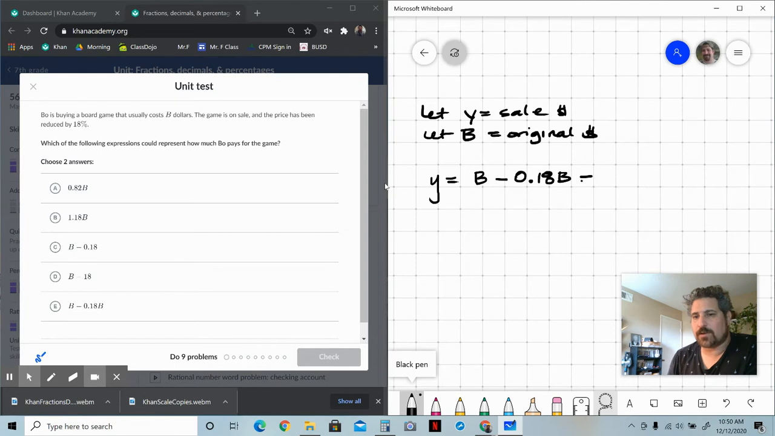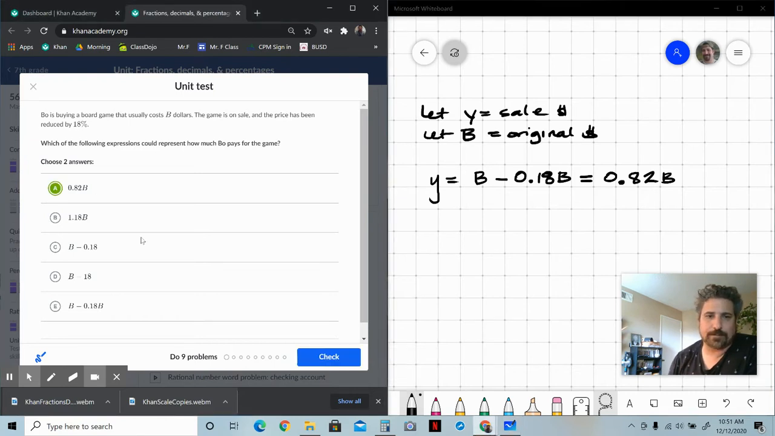So what portion of the original price are you still going to pay? Well, this is 100% of the original minus 18% of the original, which is equal to what? 82% of the original, right? So we know that that's the same as 0.82B. So we're looking for a sale price that's 82% of the original price. So obviously 0.82B works, all right?